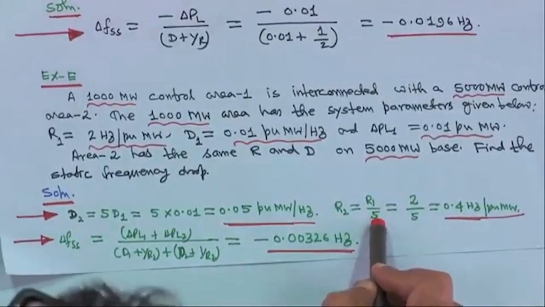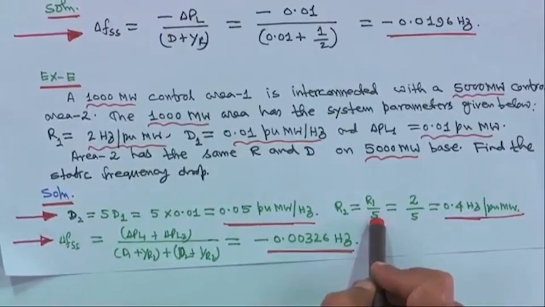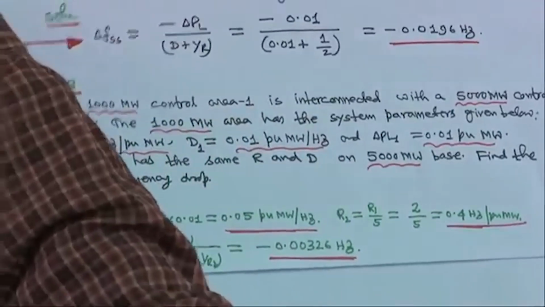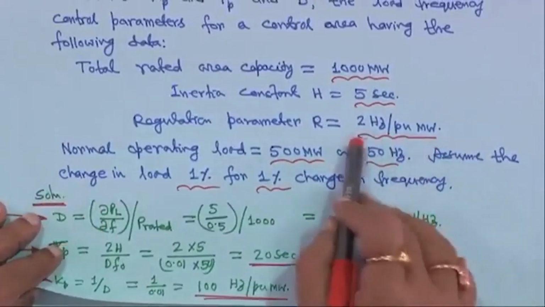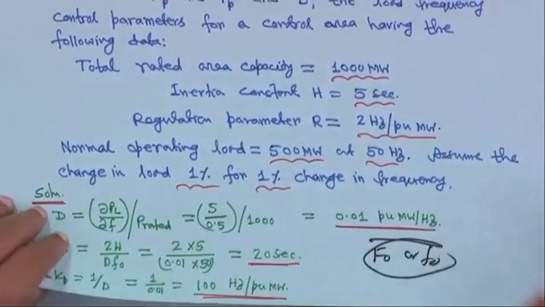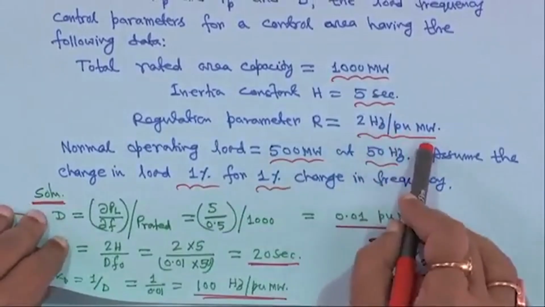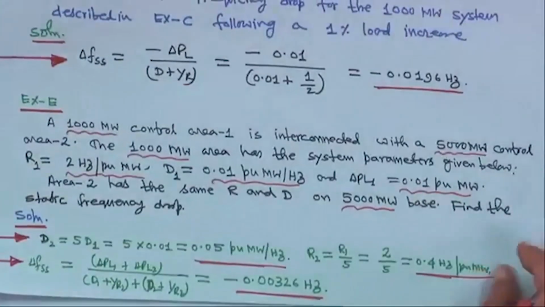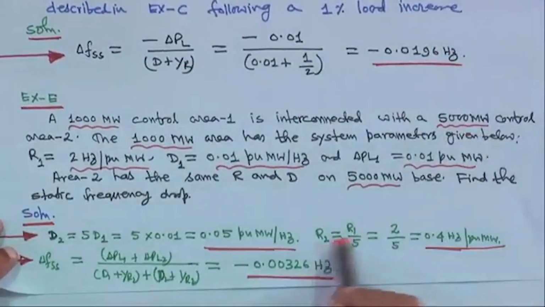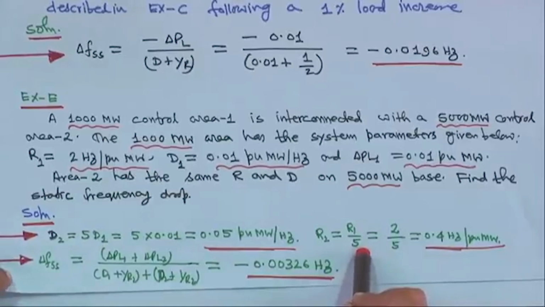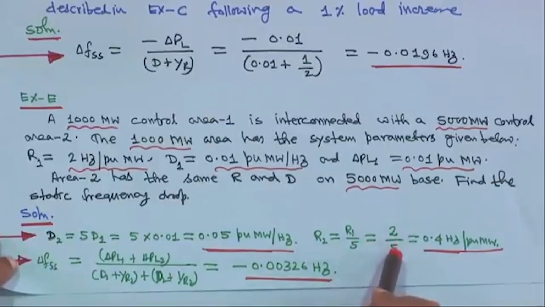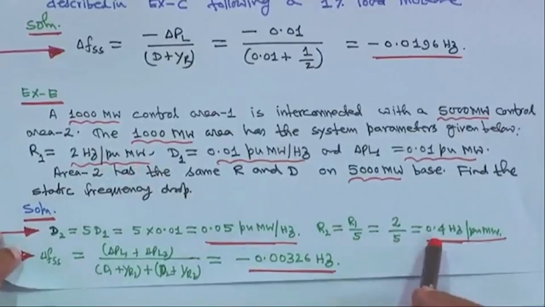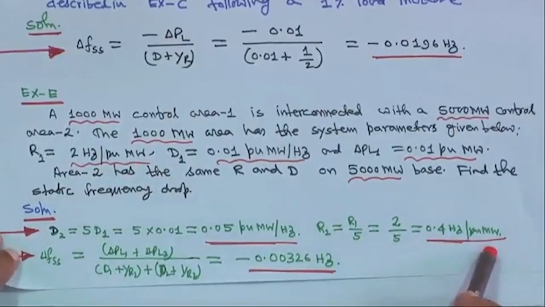If you look at the example C data, R is written as 2 Hertz per unit megawatt. So it is Hertz per megawatt, right? If you don't convert it to that, then it will be Hertz per megawatt, otherwise Hertz per unit megawatt, and it is 5 times more on this base. That's why R2 is divided by 5. Don't multiply, you can look at the dimension and then do it. So R1 is 2 Hertz per unit megawatt, and 2 by 5 is 0.4 Hertz per unit megawatt, right?